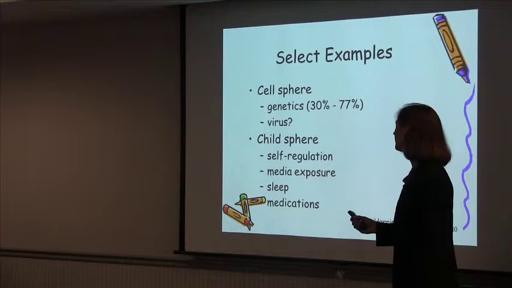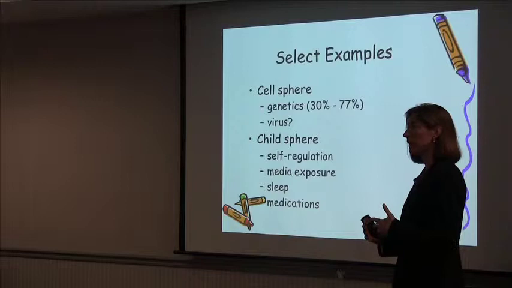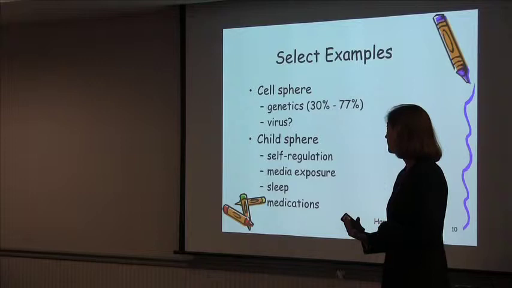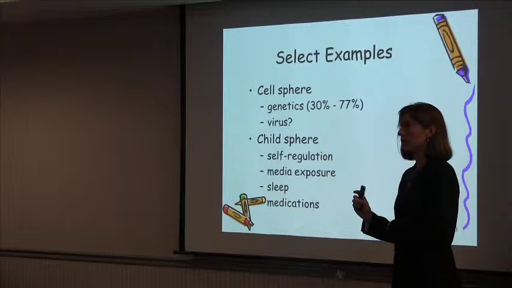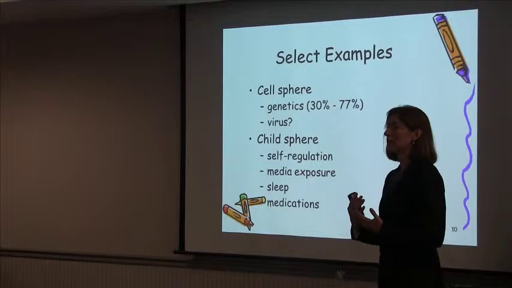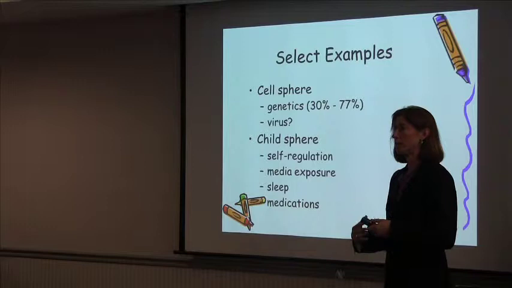In terms of the child sphere, we have self-regulation. Children who have problems with self-regulation in kindergarten tend to have higher BMIs by the time they reach middle school. We also know that media exposure plays a role, and there are different mechanisms by which it could play a role. We think, at least the mechanism with the most evidence is via food-related advertising. And that tends to increase appetitive priming, so children are more hungry, and they tend to make poorer food choices and eat more food after they've watched television with food-related advertisements.